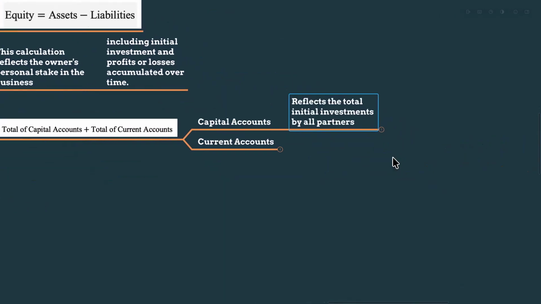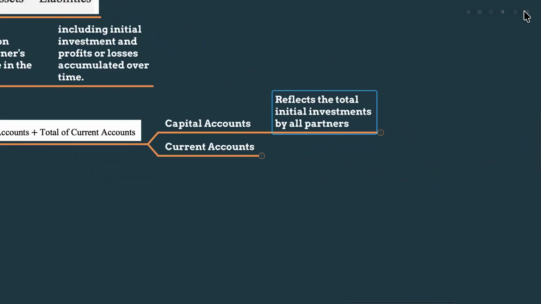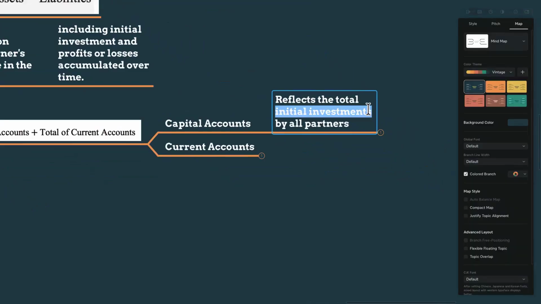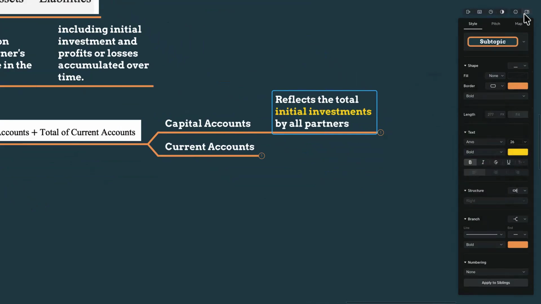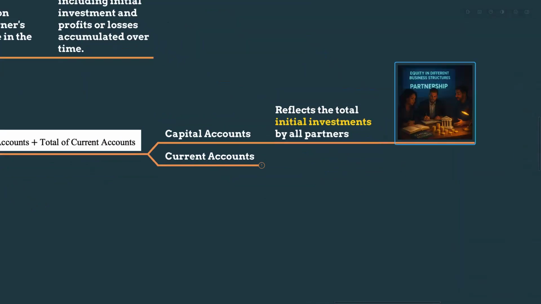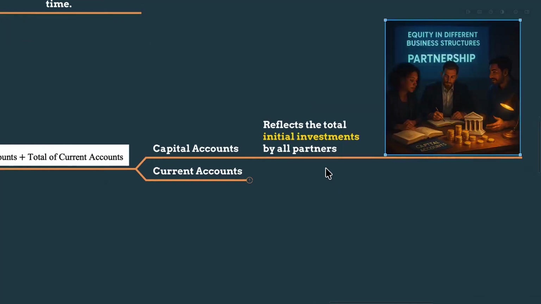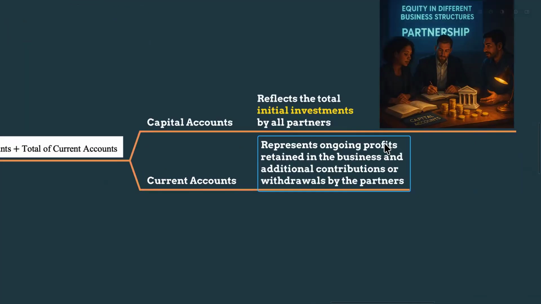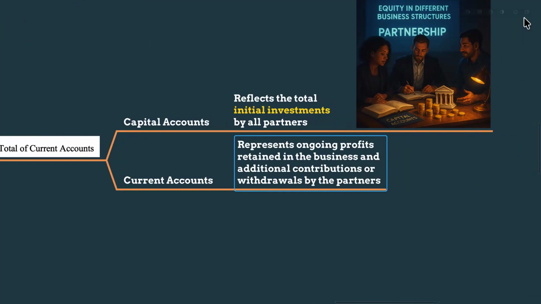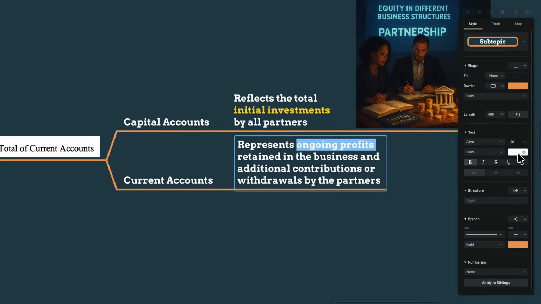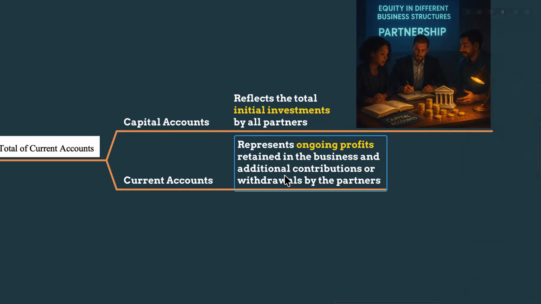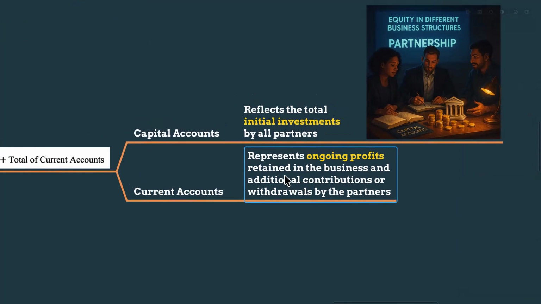So the capital account, in the sense, reflects the total initial investments by the partners, right? It's all about the initial investments and long-term contributions; all will come under the capital accounts. And current accounts represent ongoing profits retained, right? Day to day, you are earning something, you are making some profits. Those kinds of things will be in current accounts. So it represents ongoing profits retained in the business and additional contributions or withdrawals by the partners.